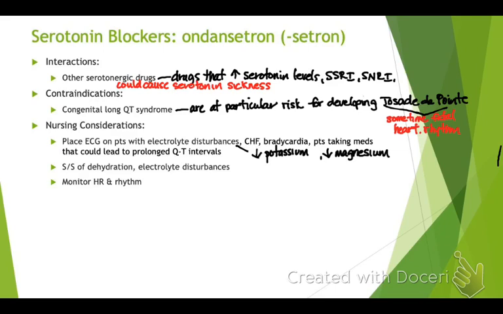Nursing considerations: you want to place the EKG on patients with electrolyte disturbances, so patients with decreased potassium, decreased magnesium, CHF, bradycardia, or patients taking meds that could lead to a prolonged QT interval. Those patients need to be observed much more closely while taking this med. You want to monitor for signs and symptoms of dehydration and electrolyte disturbances, and you want to monitor your heart rate and your rhythm.